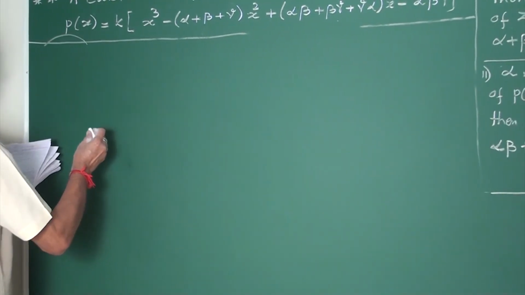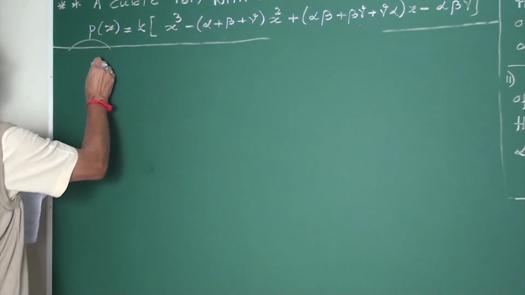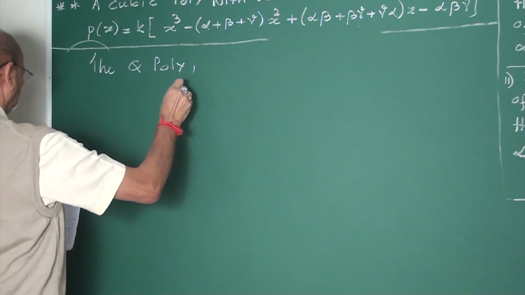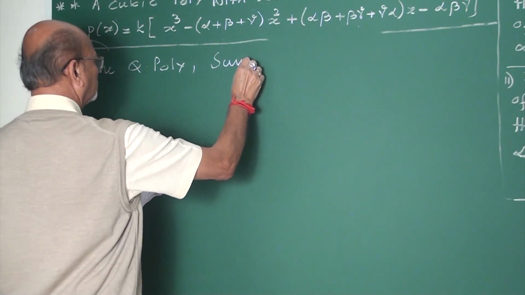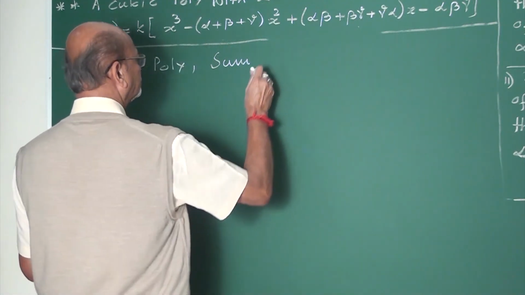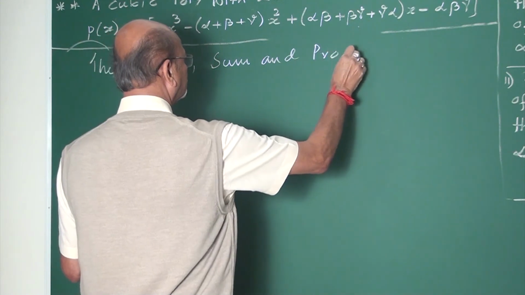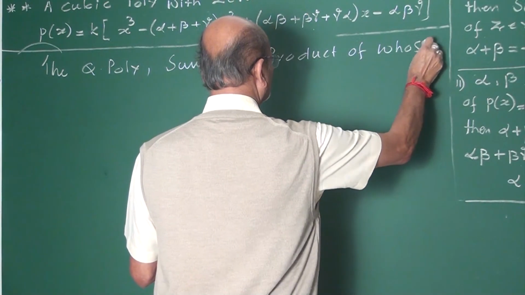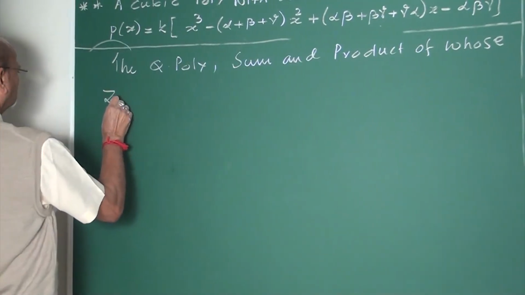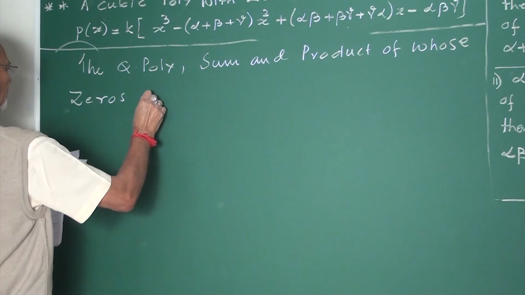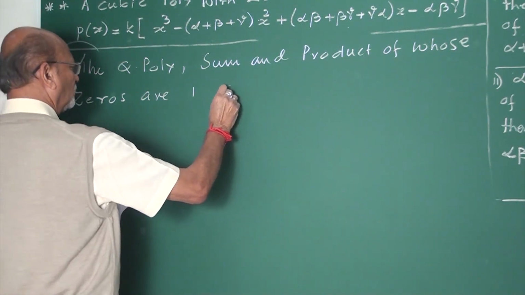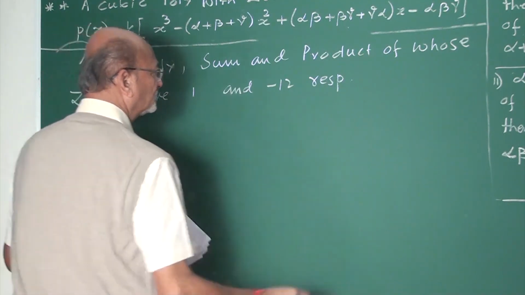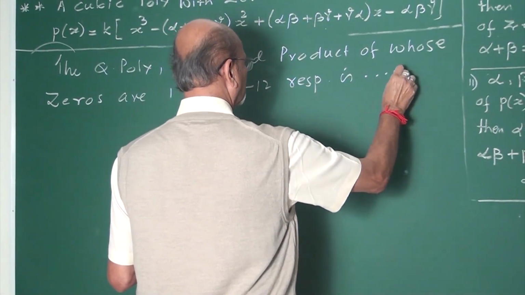The quadratic polynomial whose sum and product of zeros are 1 and minus 12 respectively. That quadratic polynomial is dash.